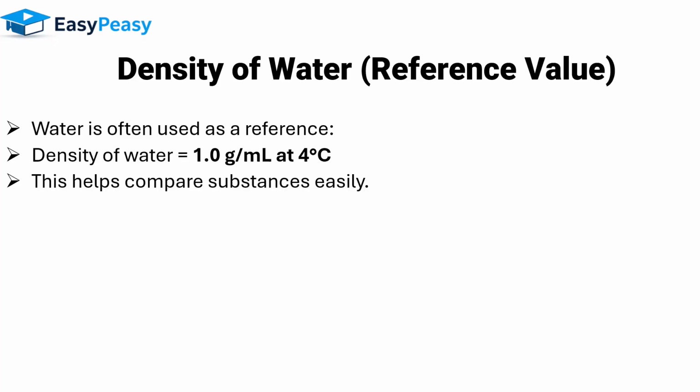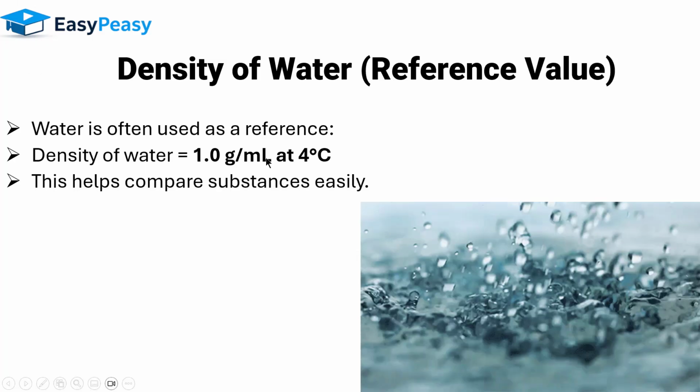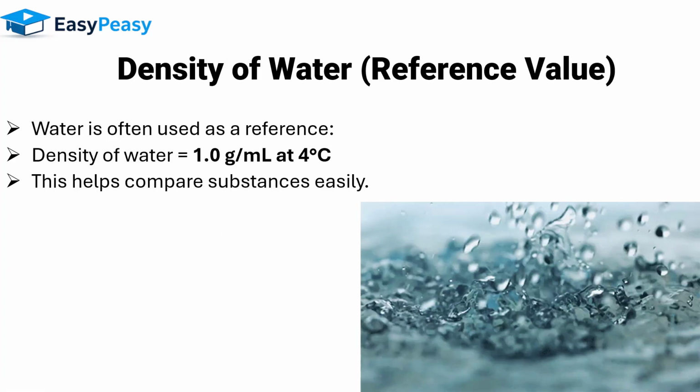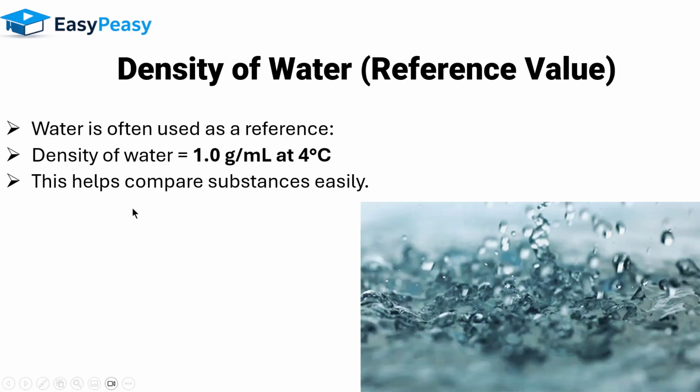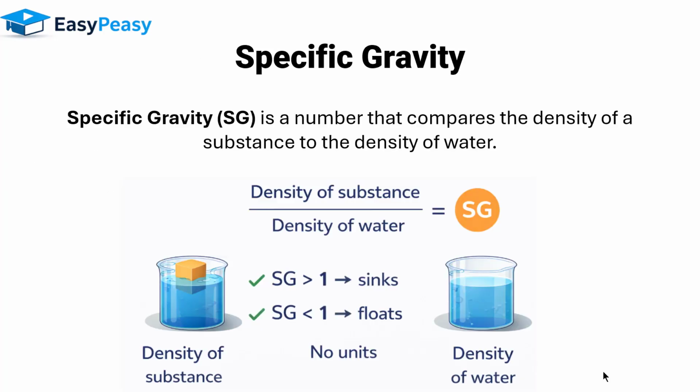We usually use water as a reference value in order to check the floating or sinking. Why? Because 1, the density of water is 1 at 4 degrees centigrade. 2, it helps in comparing substances easily because it is available everywhere. And sometimes we directly compare the density of that substance with the density of water, and that is called specific gravity. So specific gravity is a comparison of the density of a substance with the density of water.